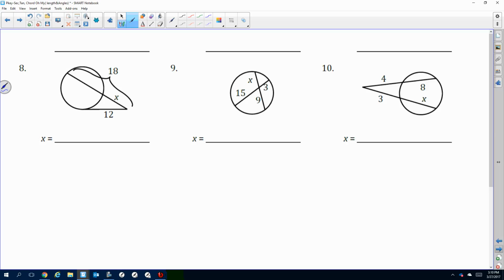8 is also tangent secant. What's the rule for this? Tangent squared equals outside times the whole. So what part is the tangent? We take the 12 and square it. What's the outside part? X times the whole secant, which is 18. So we get 144 equals 18x.